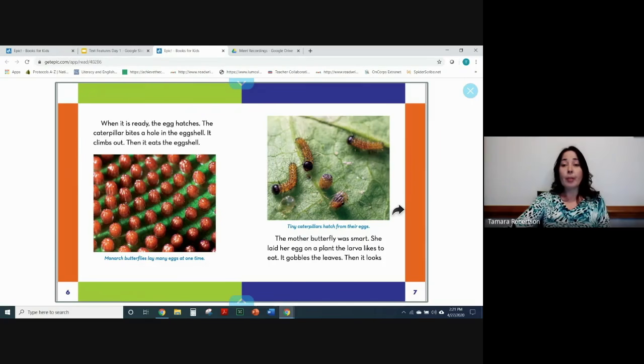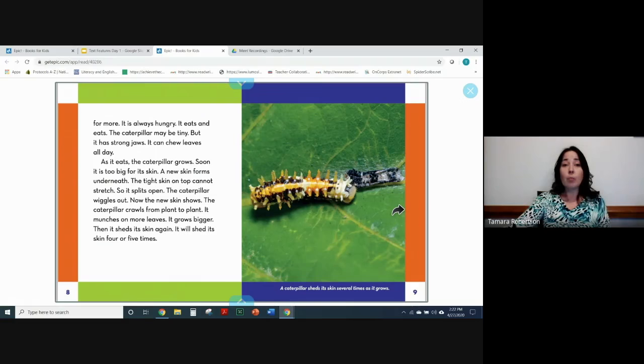The mother butterfly was smart. She laid her egg on a plant the larva likes to eat. It gobbles the leaves. Then it looks for more. It is always hungry. It eats and eats. The caterpillar may be tiny, but it has strong jaws. It can chew leaves all day.